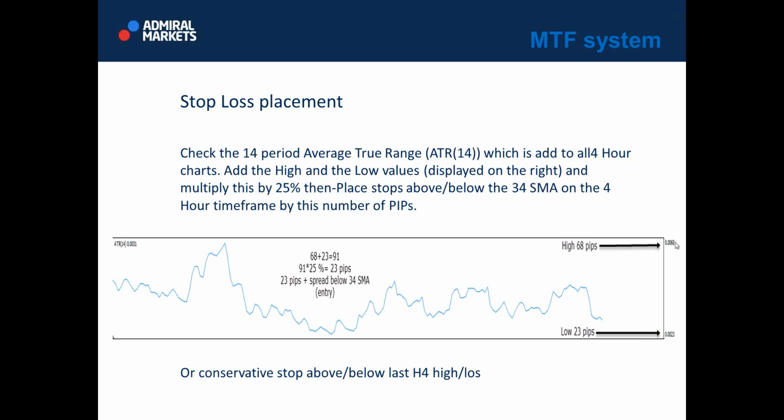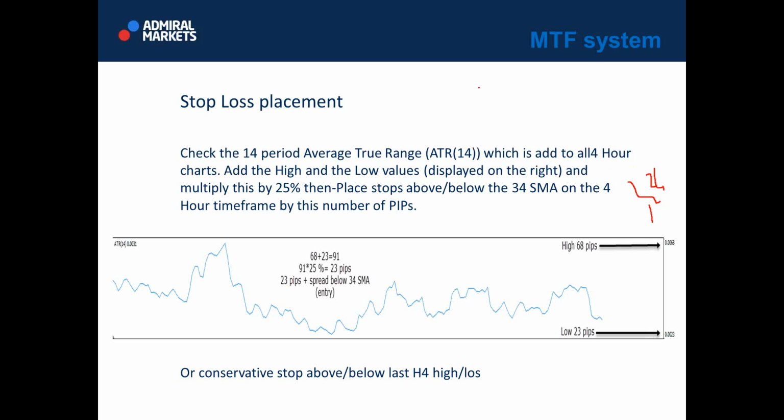You add the sum of 68 and 23. It is 91. Then you need to see what is 25% of that 91. It's 23 pips. So you place your stop loss 23 pips plus spread. Let's say if spread is 1 pip, then 24 pips below SMA at the point of entry. So let's say that your 34 SMA is here and you want to take a short position. You just see where your SMA is and place, in this case, a 24 pip stop loss.